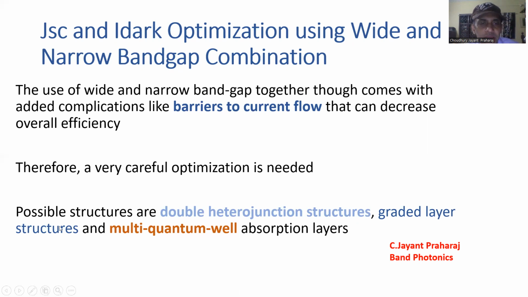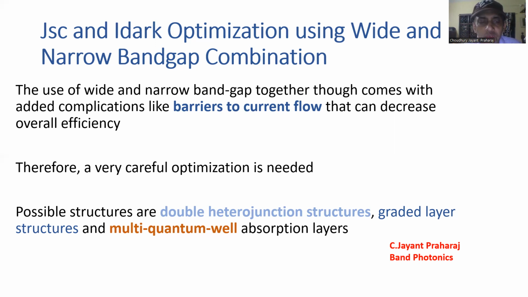We have a simpler technology when we use something like double heterojunction structures, but they have band offset discontinuities that introduce barriers to current flow. So we focus on the graded layer structures. Now, it is also possible to have multi-quantum wells inside the absorption layers.